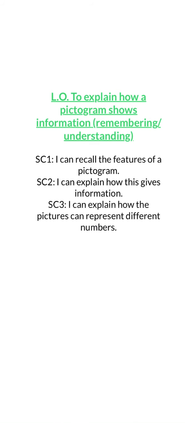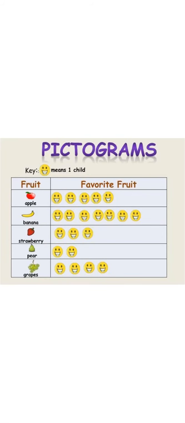So let's have a look at a pictogram. Here is a simple pictogram. Success criteria 1 was to be able to recall the features of a pictogram. So let's have a look at the key features of a pictogram. First of all, you will have your headings.